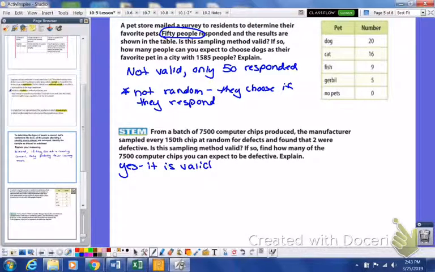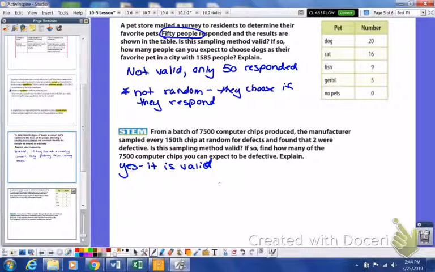And if you went back through, if you weren't sure about this one, if we checked out our unbiased sample, your systematic random sample would be the last one in that chart. Tells us an example that is similar to this one. So yes, it is valid. Yes, it is unbiased. It's a D there. Okay, so now that it is valid, we want to use this information to decide how many of that 7,500 computer chips would be defective.